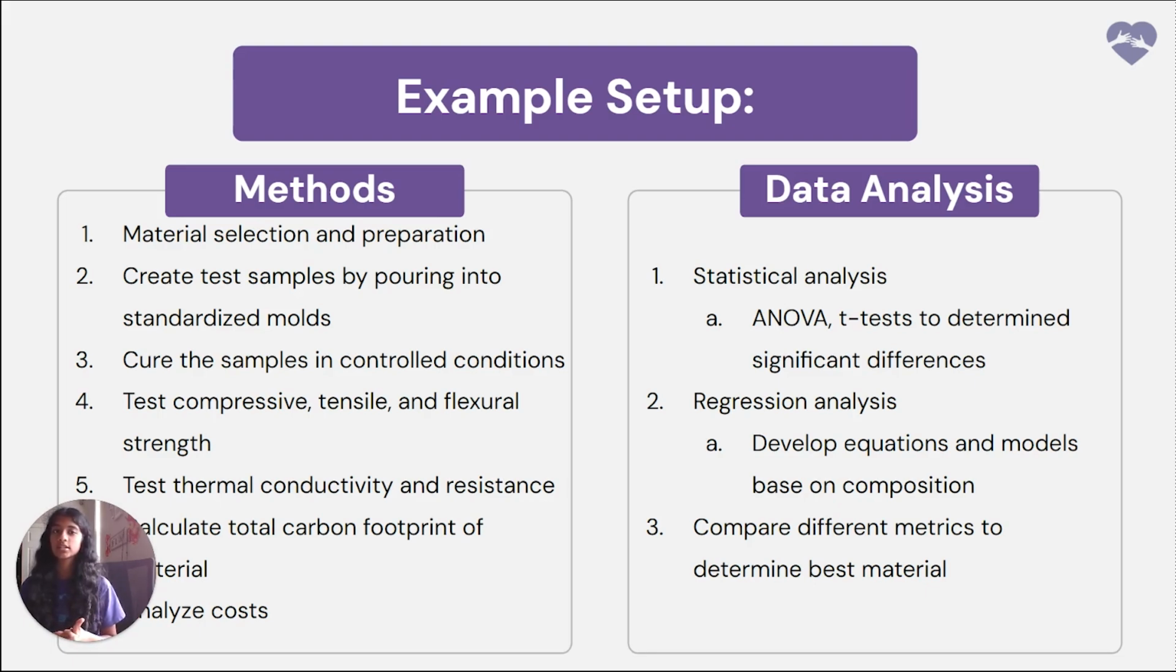Then we go on to data analysis. So in data analysis, you can analyze the data through statistical tests such as ANOVA, t-tests to identify significant differences between samples. Regression analysis will help us then develop equations and models based on material composition. So in other words, the whole point of regression analysis is to define an independent variable as a function of the dependent variable, which is basically producing an equation to connect the 2 variables. We will then compare different metrics, including strength, thermal properties, and cost, to determine which material performs the best.